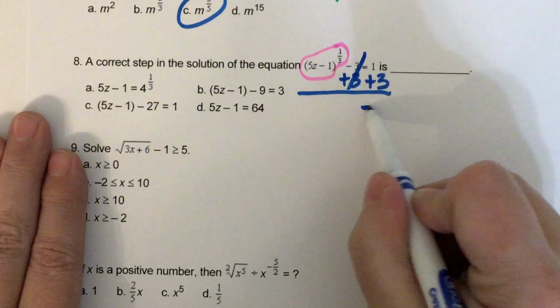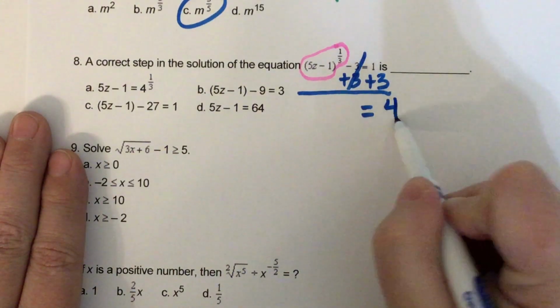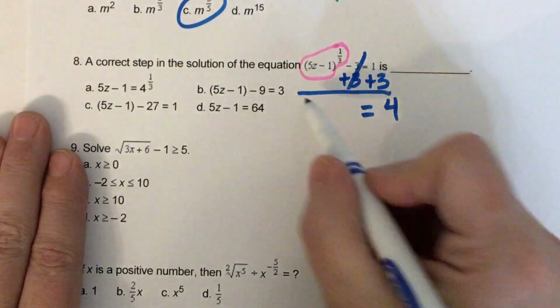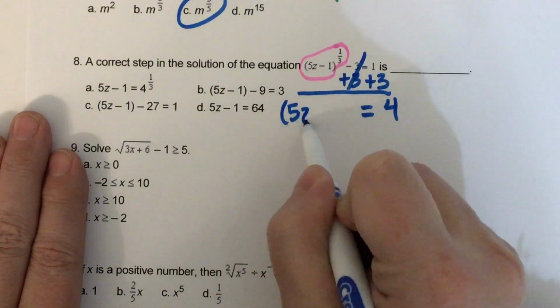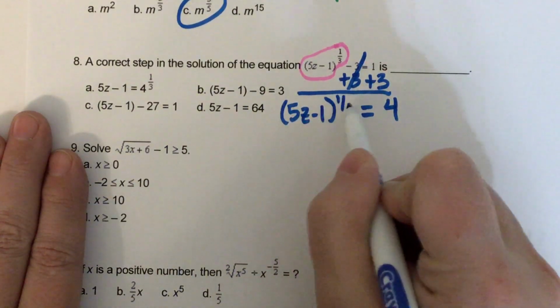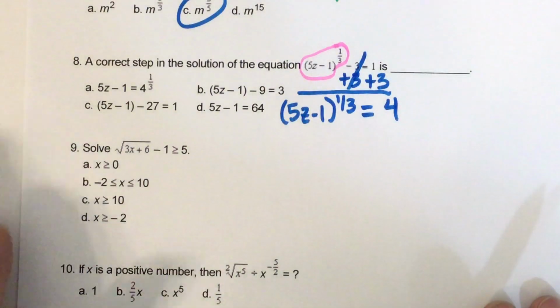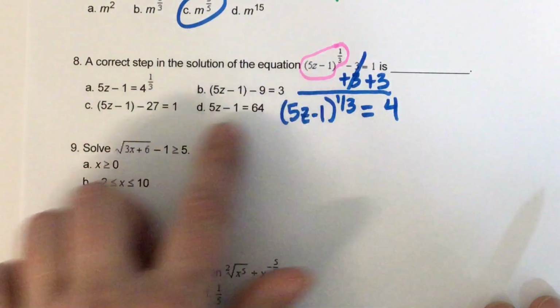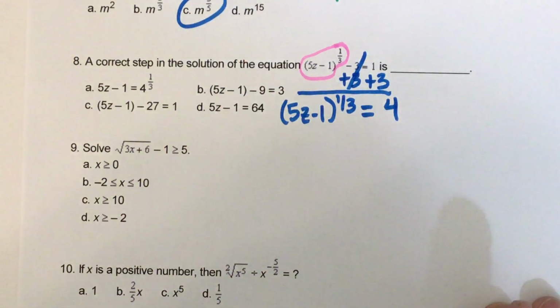This zeroes away. 1 plus 3 is 4. And then this left side is going to come down. So bring down the 5z minus 1 raised to the 1/3. Now let's look. Is that any of the answers? Nope. Okay, so we need to keep going.